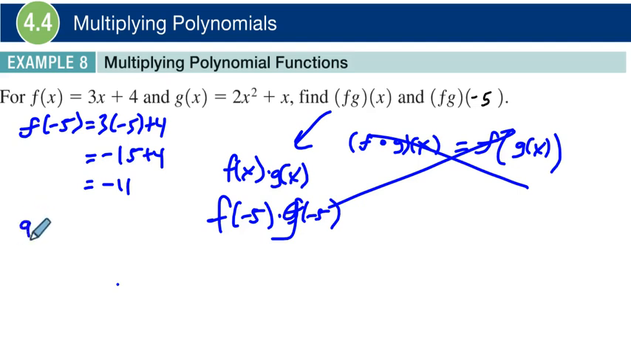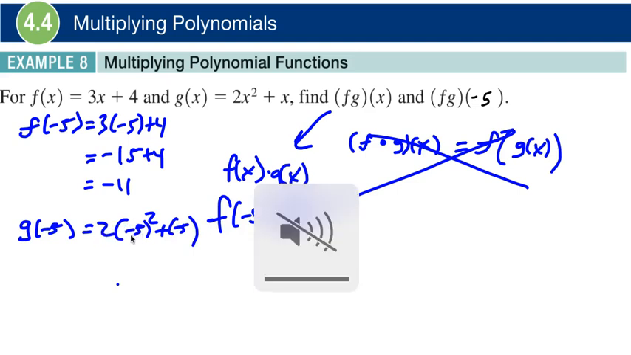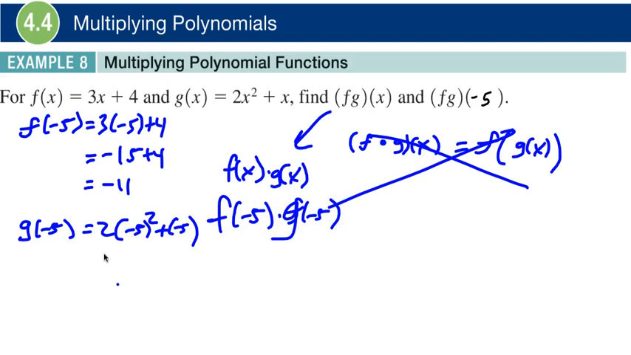Okay, and then if I want to find g of -5, that's 2 times -5 squared plus -5. -5 squared is 25. So that's 2 times 25 minus 5, right? 2 times 25 is 50, and then we do minus 5. So this equals 45. Okay.